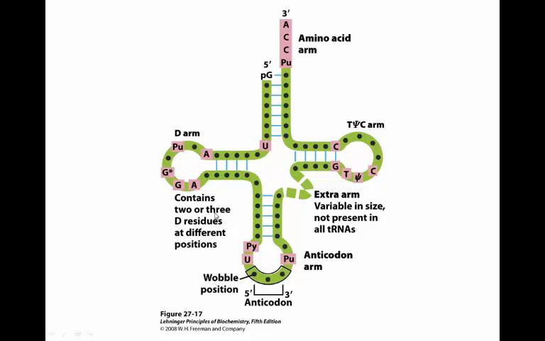Here's our amino acid acceptor arm on the 3' end, CCA, and there's a purine here. Anticodon, we have a pyrimidine, a uridine, another pyrimidine, and then we have our 3 nucleotides for the anticodon, and we're going to see how the anticodon interacts with the messenger RNA here in a minute for translation. Here's our extra variable arm, variable not present in all tRNAs. Here's our T-psi-C arm. A U here is invariant.